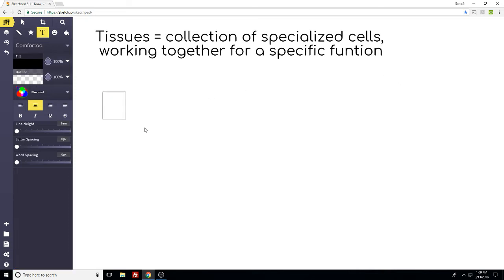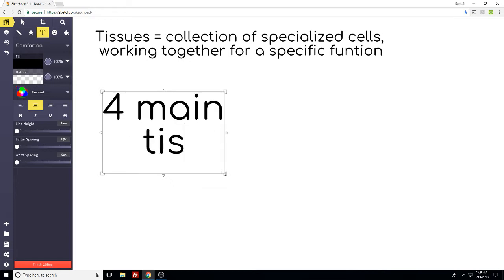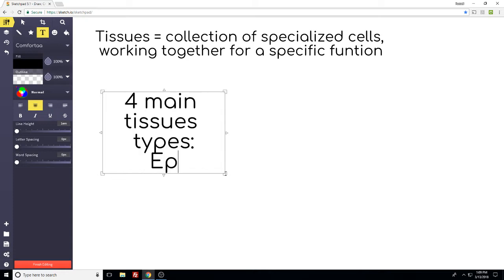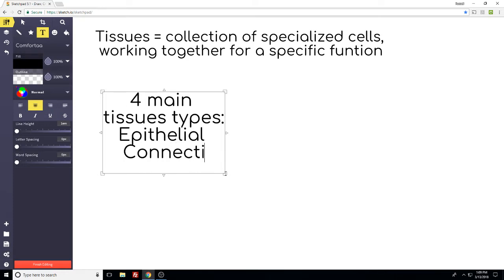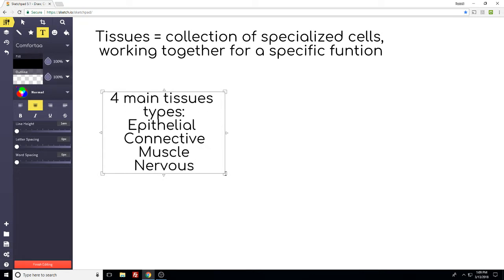When we're talking about humans, we have four main tissue types, which are sometimes also called the four primary tissue types, and those are going to be epithelial tissue, connective tissue, muscle tissue, and nervous tissue. And if you think about each of those tissue types, they are going to have some characteristics that set them apart from the other types.